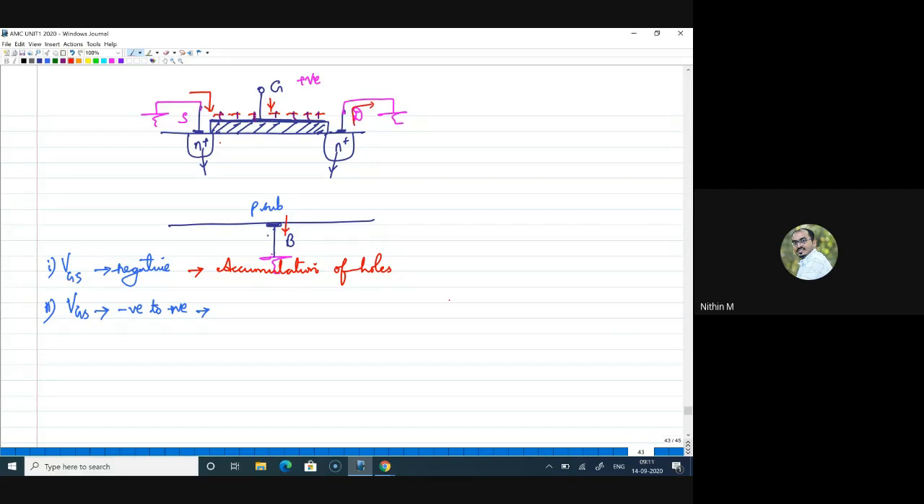And as we mentioned in the beginning of the discussion, in a 3-terminal device, the voltage applied to one terminal is controlling the current flowing between the other 2 terminals. So here, the current from source to drain is being controlled by a voltage applied to the gate. This is the picture.